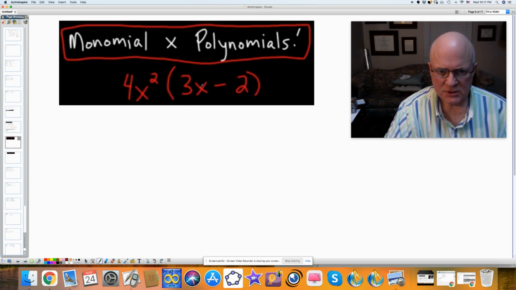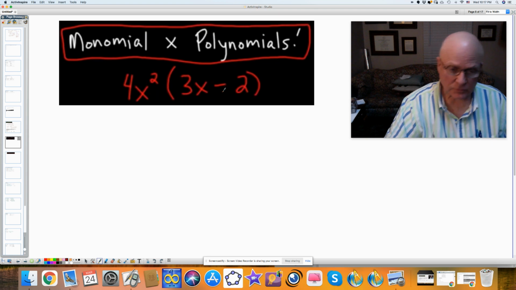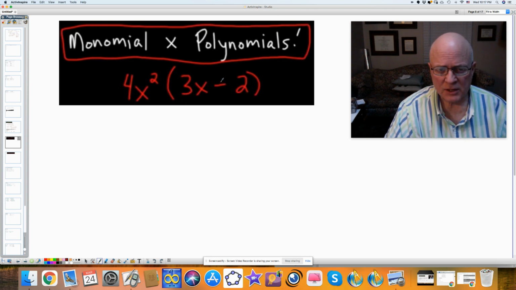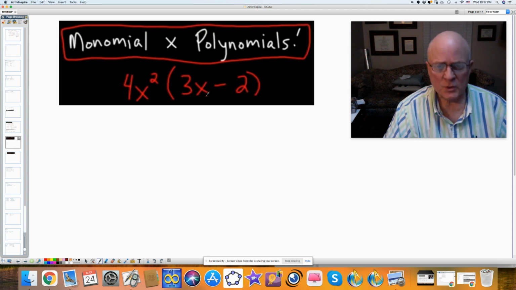In the parentheses, we have two terms. We have the 3x and we have the negative 2. So these are two separate terms. When they're separated by a plus sign or a minus sign, that makes them different, separate terms. This is a two-term polynomial, which we call a binomial. And in this class, most of what we will see will be a trinomial or less when we're multiplying it.